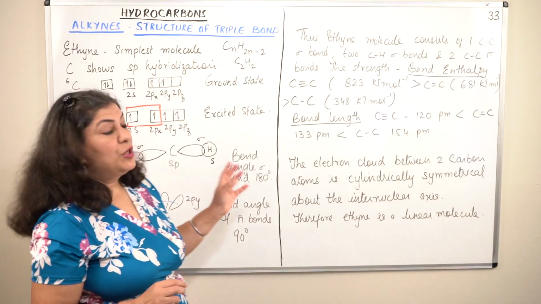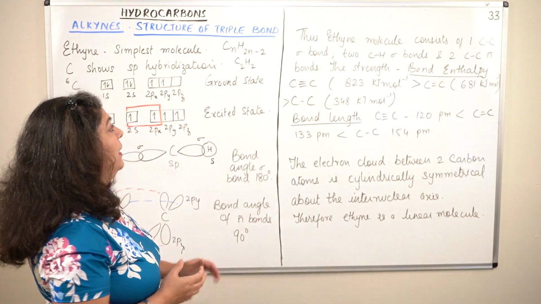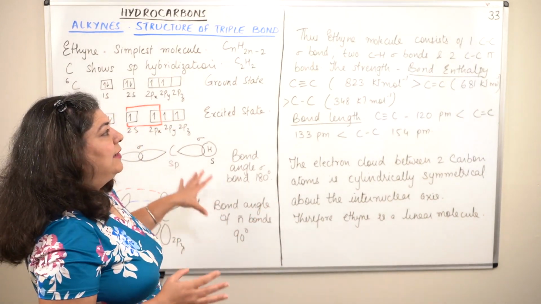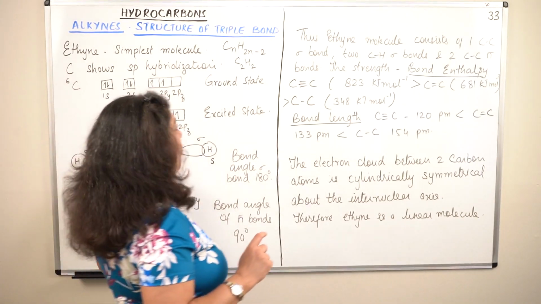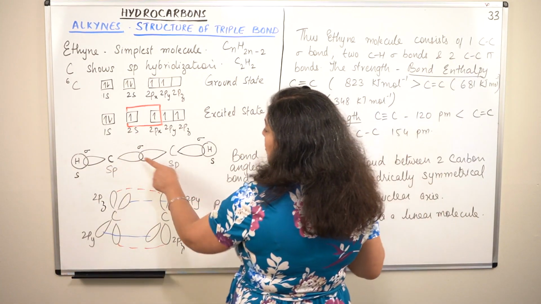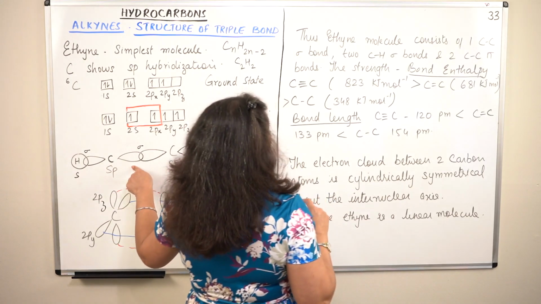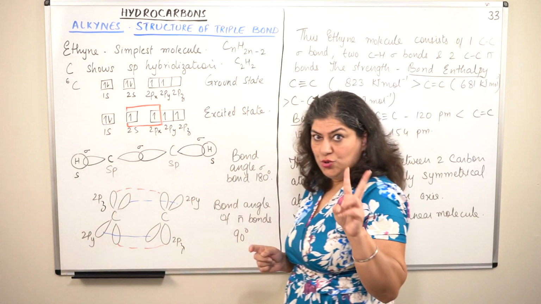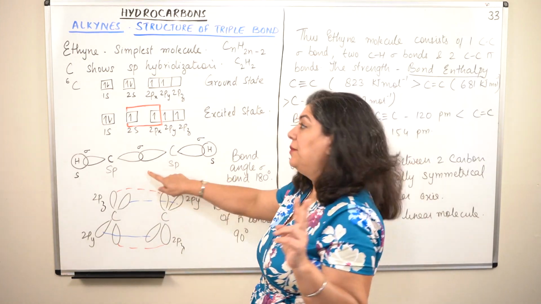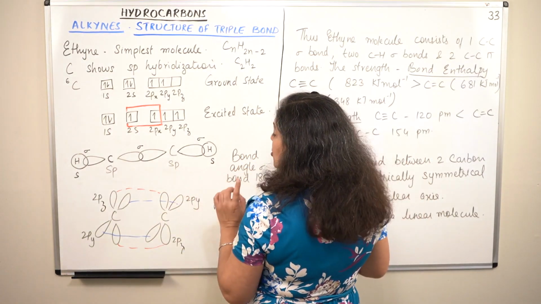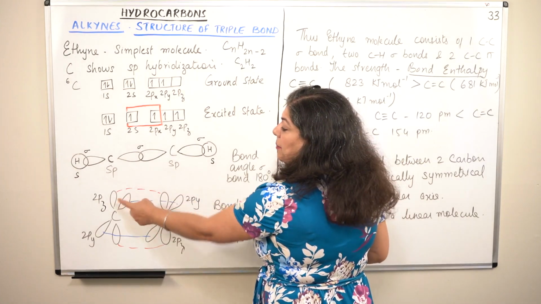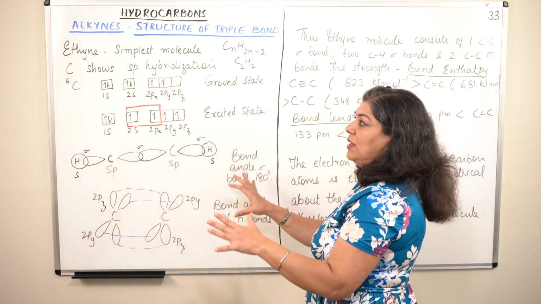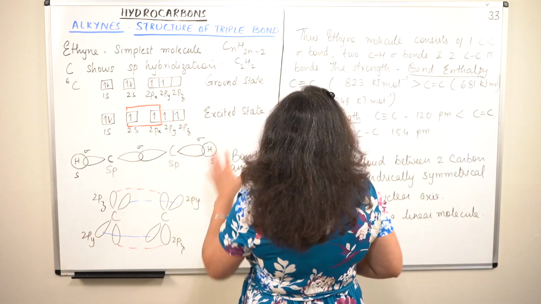So let us now read what is there in the textbook about this. The textbook says, thus the ethyne molecule consists of one carbon-carbon sigma bond, two carbon-hydrogen sigma bonds, and two carbon-carbon pi bonds. That is the number of bonds that the molecule of ethyne has.